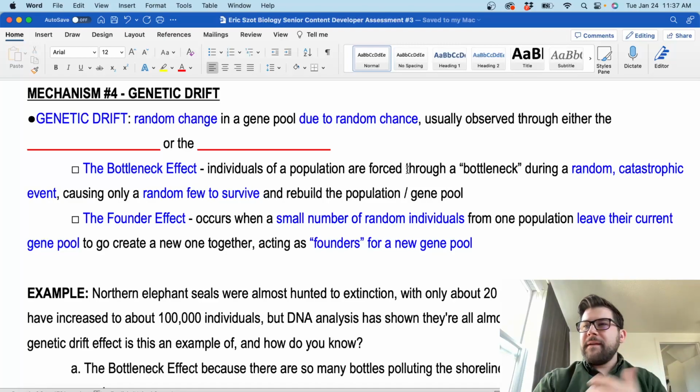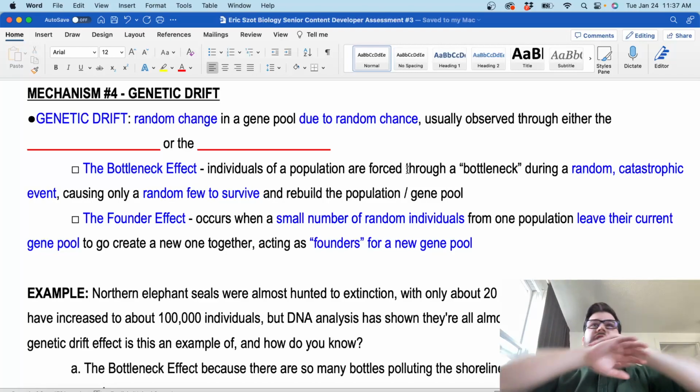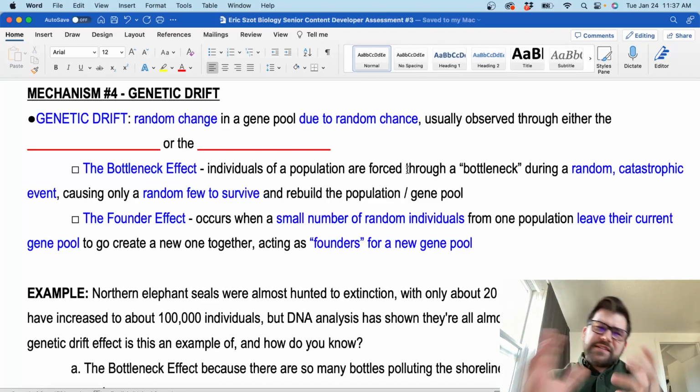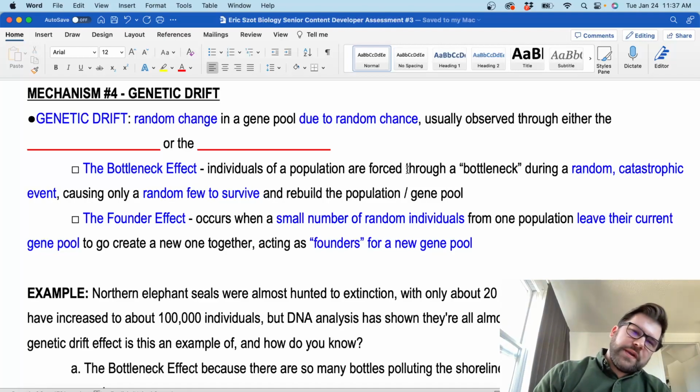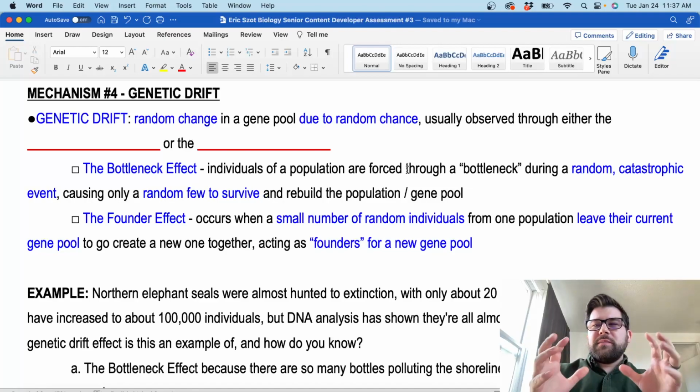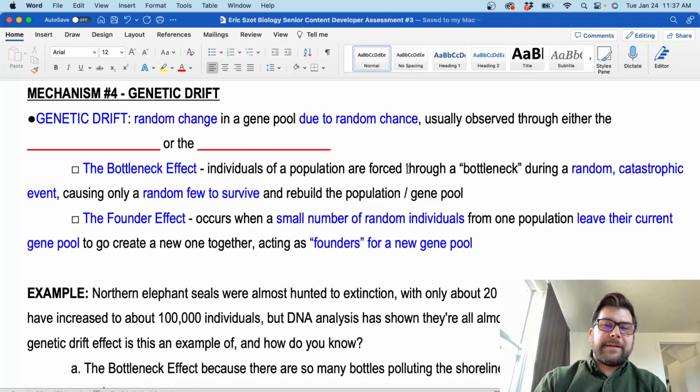And how do these happen? Random chance events, right? Just something happens to your population. Something happens to your gene pool. Could not be predicted, could not be planned for, could not be escaped. And based on what exactly is happening, we have different names. There's two main types of genetic drift that we see happening, and we tend to talk about them in terms of effects.